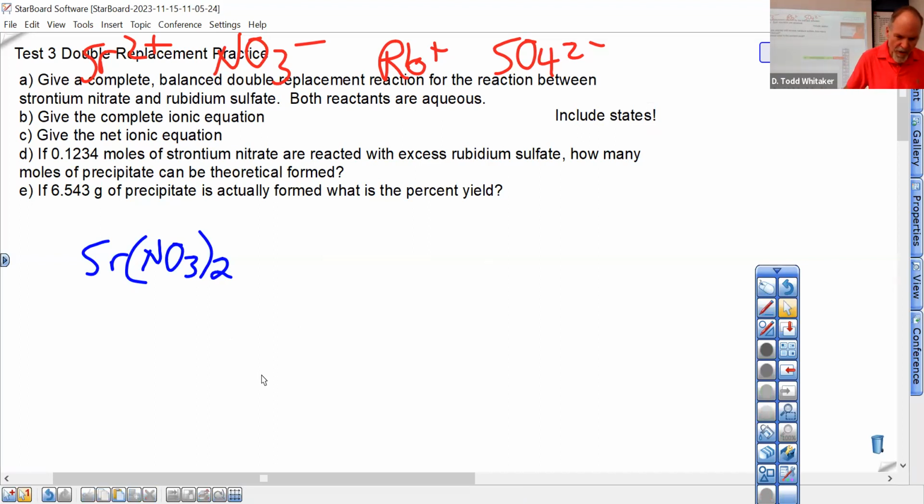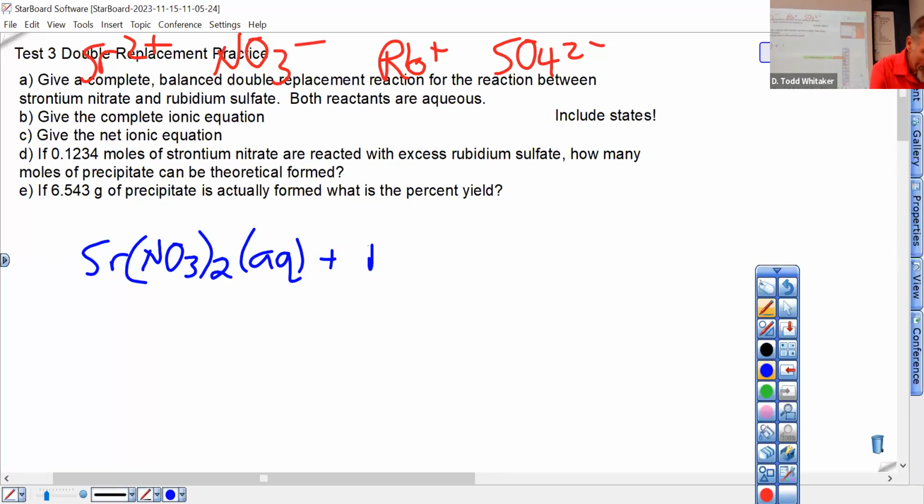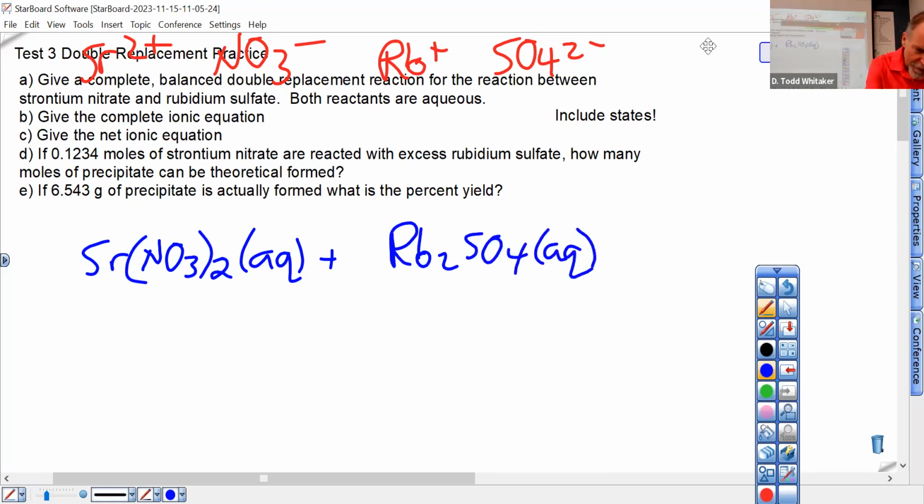Okay. So what is the state? It's actually told in the question. Aq. It's a reactant. And cross over Rb and SO4 2-. What do you get? Rb2SO4. Oh, no parentheses, because there's only one of them, right? And it's also aq, no? Yeah.